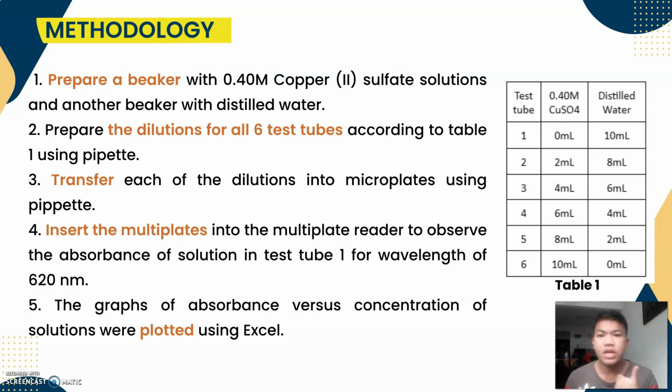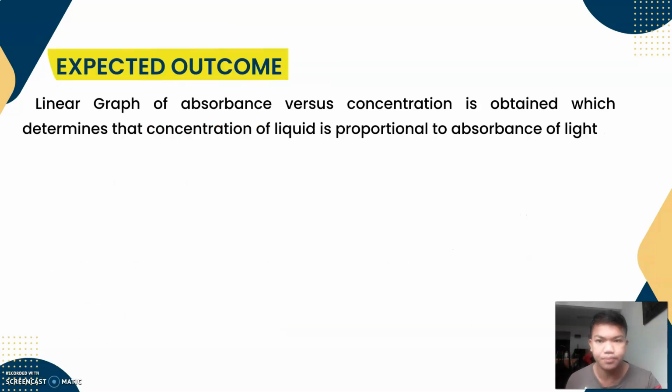For methodology, first we prepare a beaker with 0.4 mol copper II sulfate solution and another beaker with distilled water, and we prepare the dilutions for all 6 test tubes according to table 1 using the pipette. Then we transfer each of the solutions into the microplates using the pipette and insert the multiplates into the multiplate reader to observe the absorbance of solution in test tube 1 to 6 at a wavelength of 620 nanometer, which follows the color, in our case blue. The graph of absorbance versus concentration of solutions was plotted using Excel.